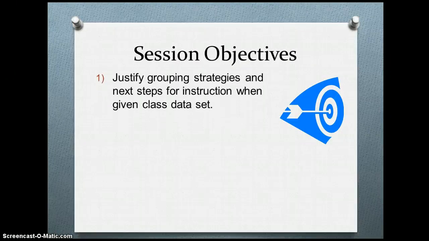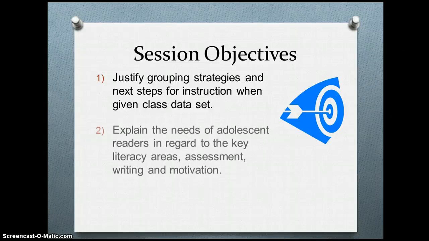The first is for you to be able to justify grouping strategies and next steps for instruction when given a class data set. So to prepare you for your participation activity, I will be showing you a sample class data set and going through the process of analyzing it to determine next steps for grouping and instruction. So that is our first objective.